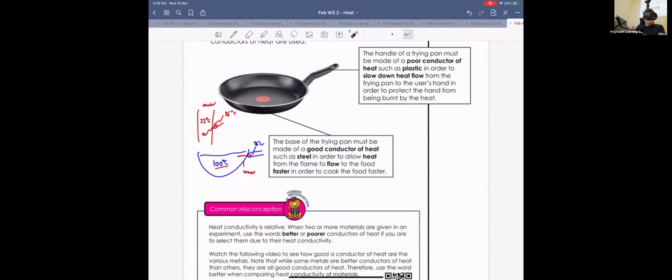So the handle of a frying pan, you want to use plastic because do you want to cook your hand? Wow, smells good. What is that? Ooh, barbecue hand. Wait.